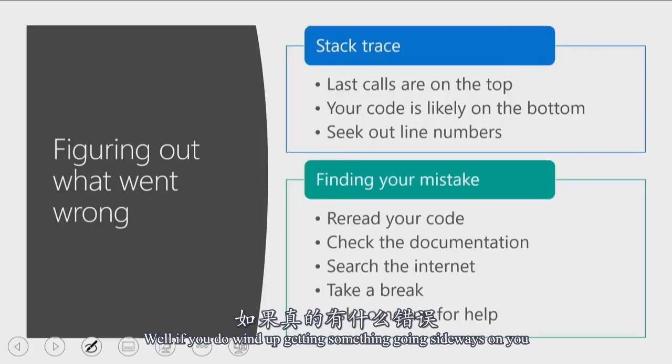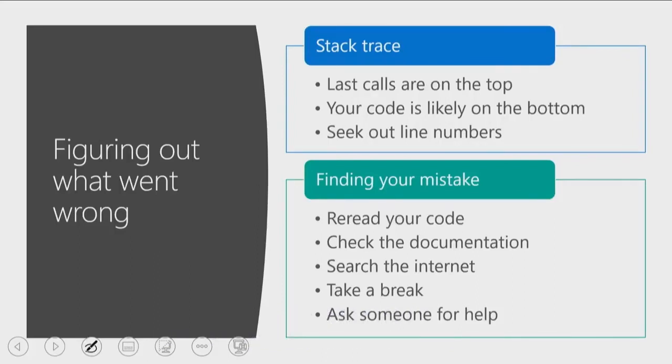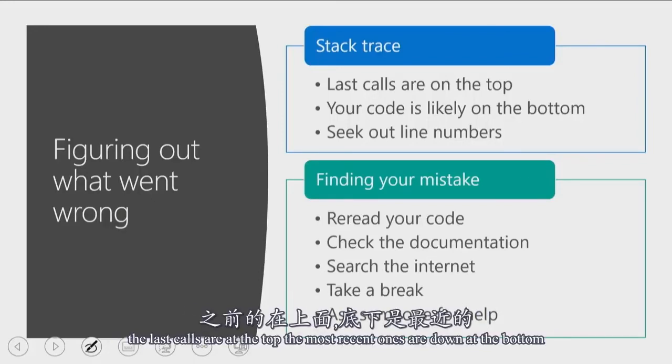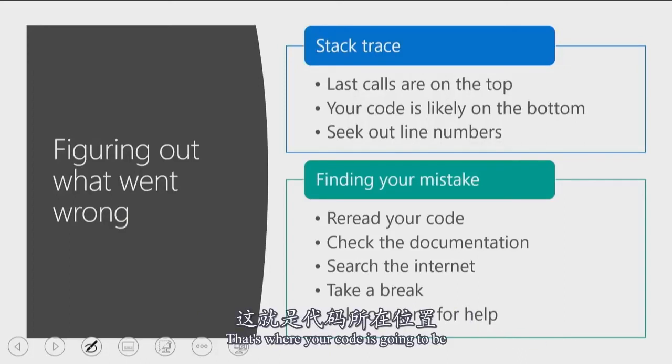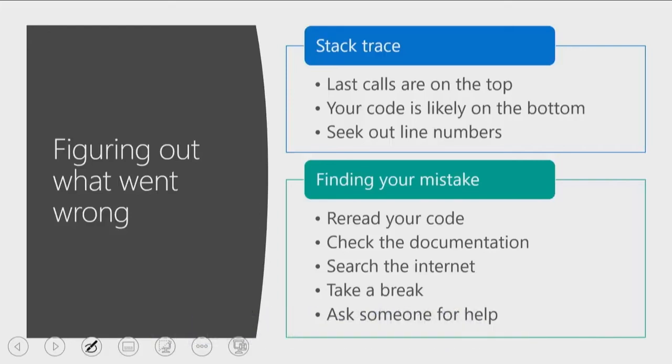Well, if you do wind up getting something going sideways on you, and it potentially throws an error message, take a look at the stack trace. The stack trace is going to show you all of the different calls that have been made. The last calls are at the top. The most recent ones are down at the bottom. That's where your code is going to be. Look for line numbers. That will give you a perfect place to start.